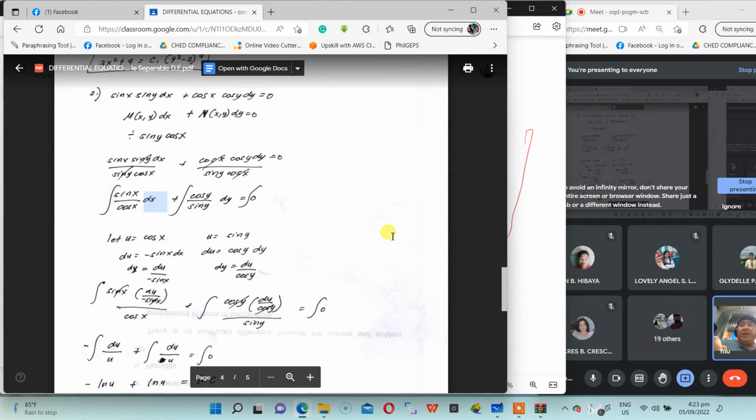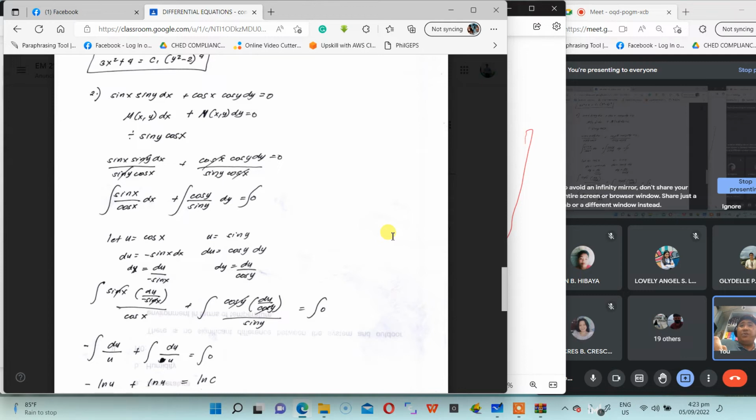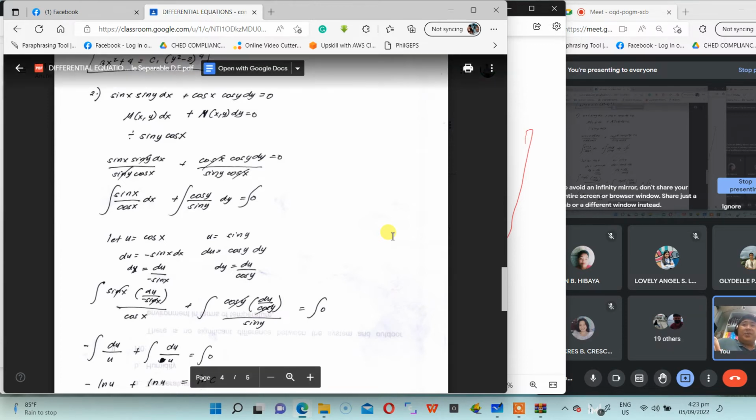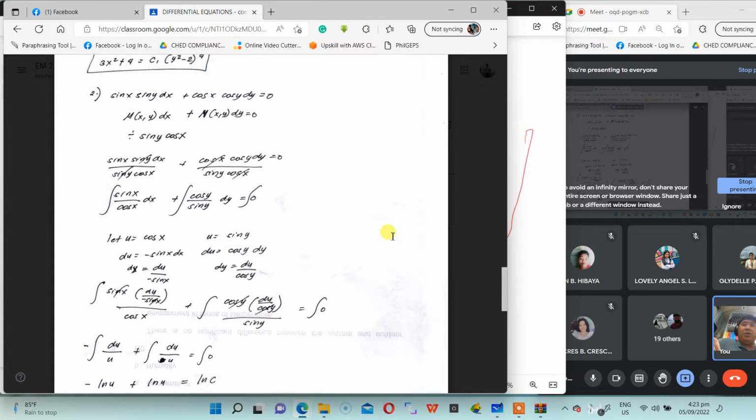From there, you divide, so it will look like this. Obviously, 0 divided by this will still be 0. So sine and sine will be eliminated. Cosine cosine will be eliminated. So what's remaining is this one. Since all are x and all are y's, we can now do the integration.